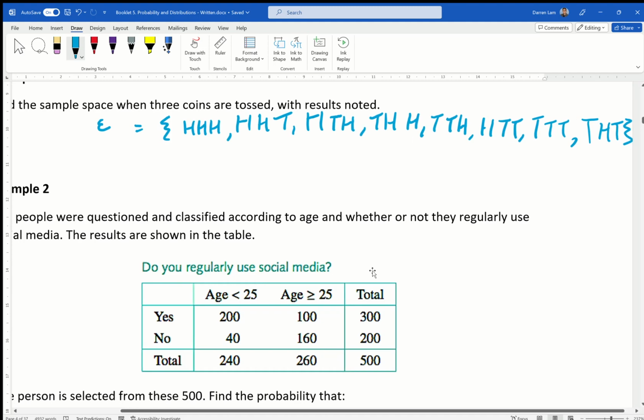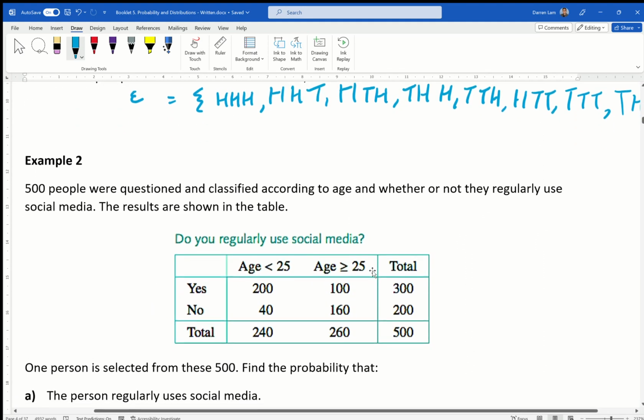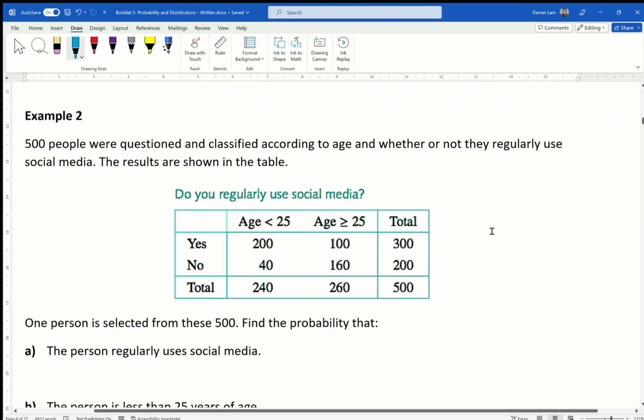Alright, hopefully that is quite familiar work for you. Let's move on. In this scenario, we have 500 people questioned and classified according to age and whether or not they regularly use social media. We've got a table here, and this is just pretty much finding probability. Pretty basic stuff. I will fly through this. So one person is selected from these 500. Find the probability that the person regularly uses social media.